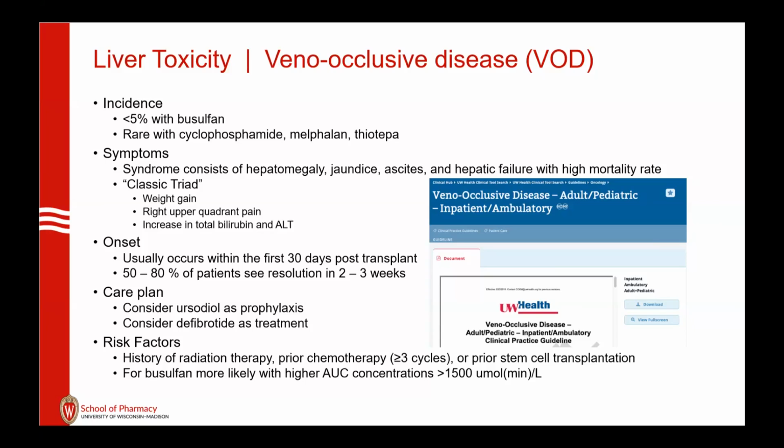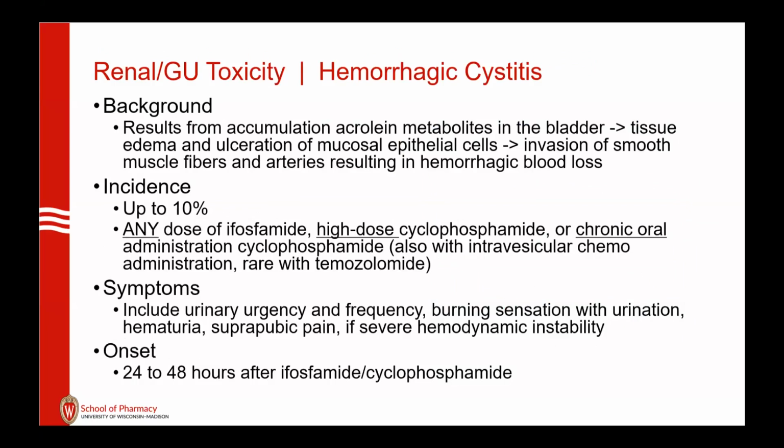Again, these risk factors are associated with the vast majority of these patients. They've often had heavy chemotherapy exposure. They've often had radiation therapy before getting this. It's more common in pediatrics than it is in adults. Renal toxicity, we'll go through a couple different renal toxicities.